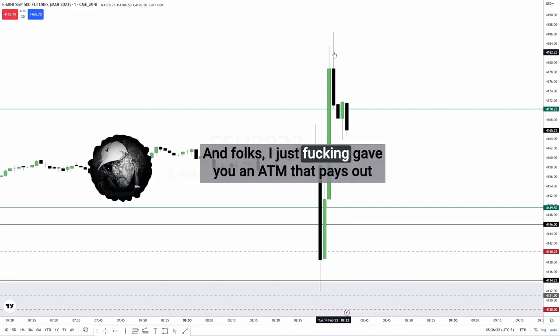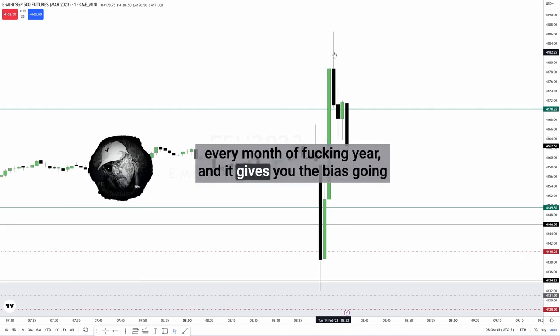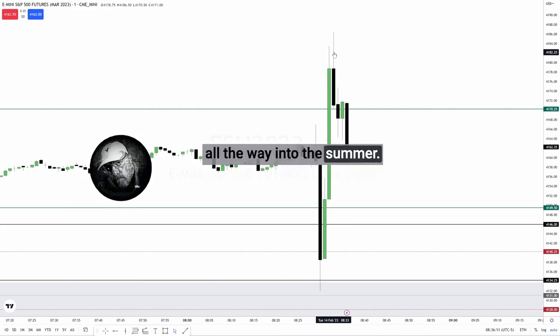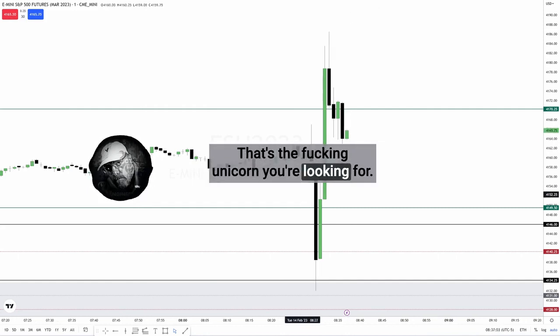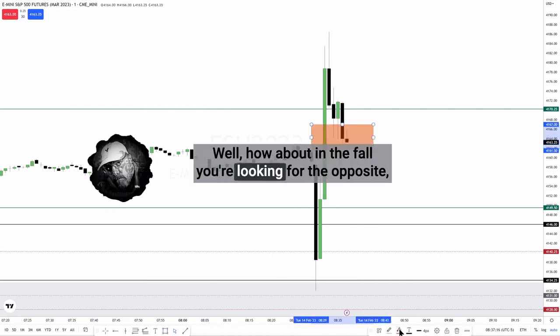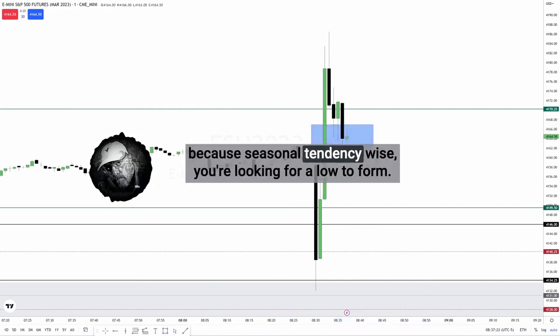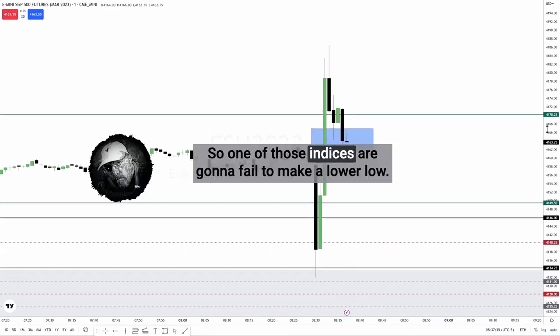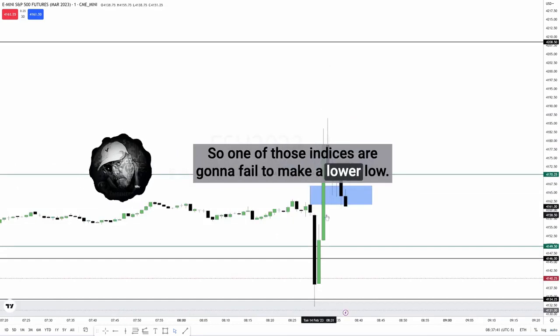And folks, I just gave you an ATM that pays out every year, and it gives you the bias going all the way into the summer. That's it. That's the key. That's the unicorn you're looking for. Well, how about in the fall? You're looking for the opposite because seasonal tendency wise, you're looking for a low to form. So one of those indices is going to fail to make a lower low.